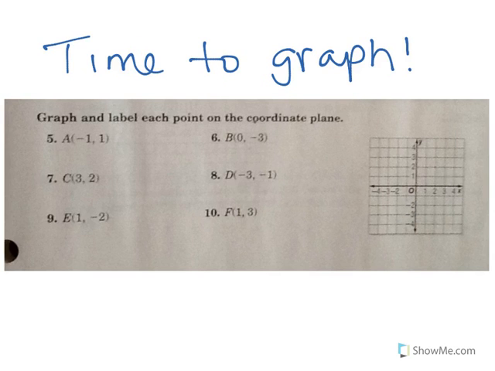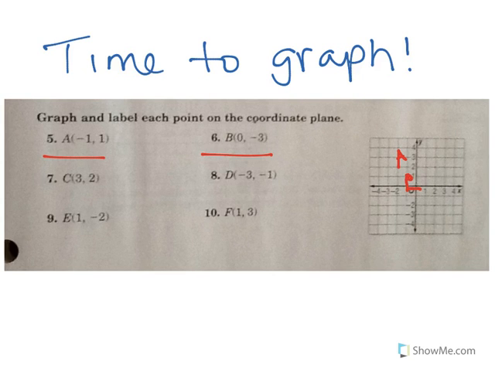So lastly, and just because I know this video is getting long, why don't I just focus on labeling the first 2 points here? It says graph and label each point on the coordinate plane. All right, so let's label A. The ordered pair says -1, 1. So I'm going to go left 1, and then I'm going to go up 1. Notice right here is where A would be. So I'm just going to write that as A, and then I'm going to write this big dot here.